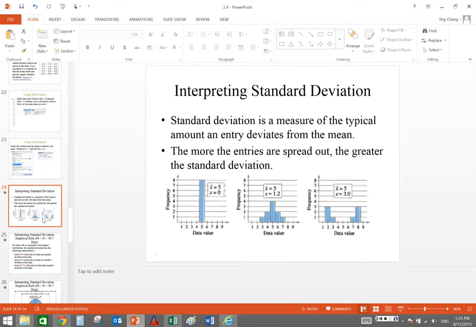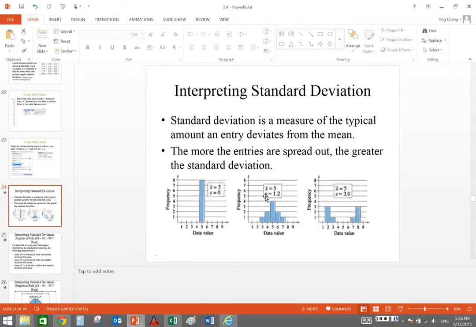Standard deviation is a measure of the typical amount an entry deviates from the mean. The more the entries are spread out, the greater the standard deviation. So that's what standard deviation measures. If you have 0 as standard deviation, then all the numbers are the same. Say 8 numbers, they are all 5.